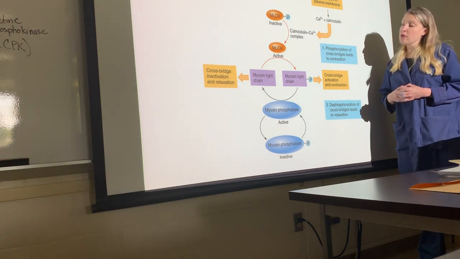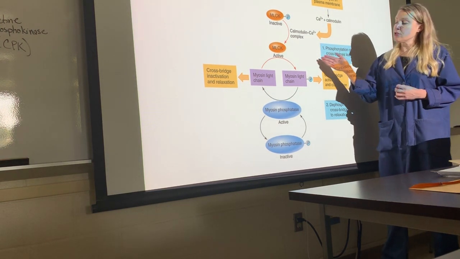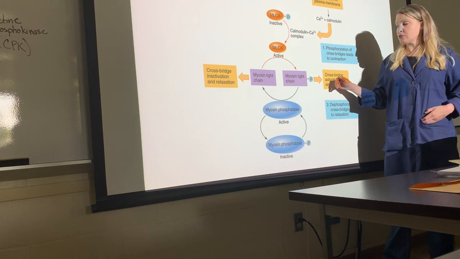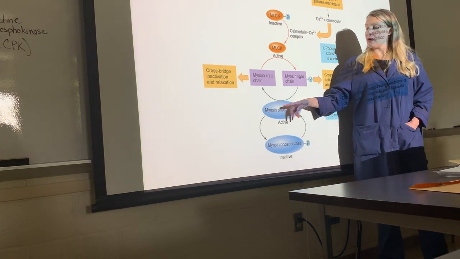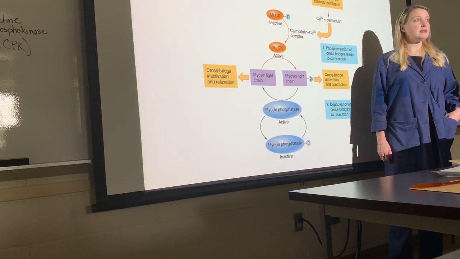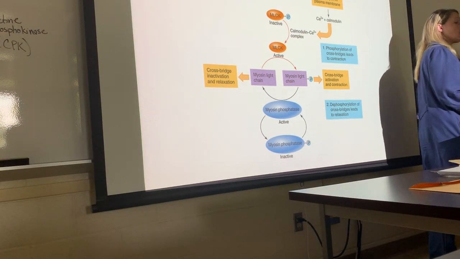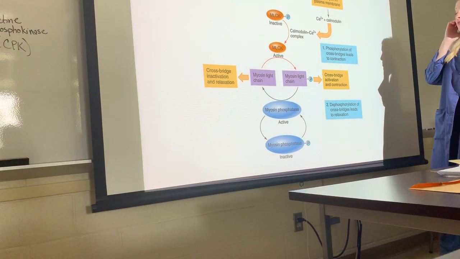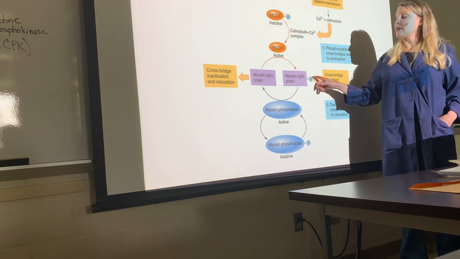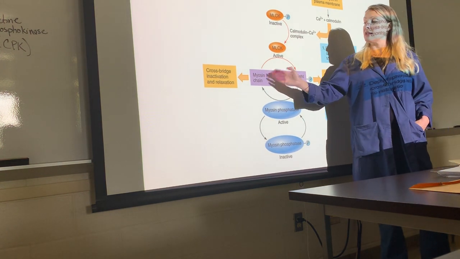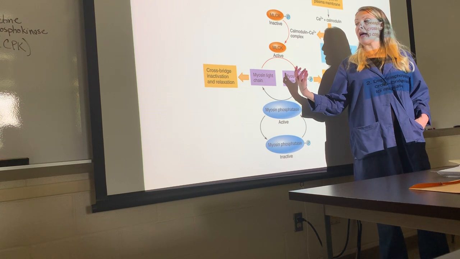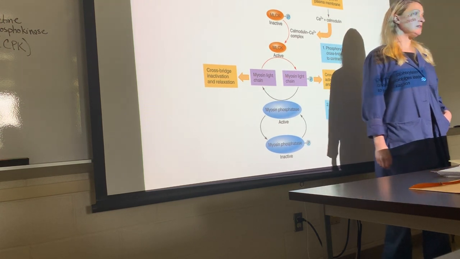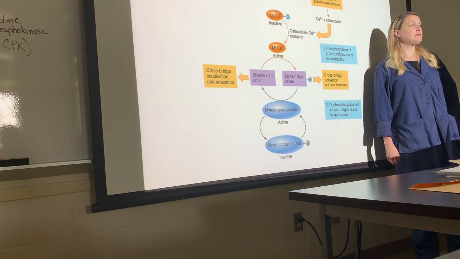When it's time for the smooth muscle cell to stop contracting, when it's time for it to relax, there is another enzyme called myosin phosphatase. And if you remember, phosphatase enzymes remove phosphates, right? Like glucose 6-phosphatase that we talked about took away the phosphate from glucose. Myosin phosphatase takes away the phosphate from the myosin light chain. The myosin light chain then relaxes and the smooth muscle relaxes. And that's basically it.